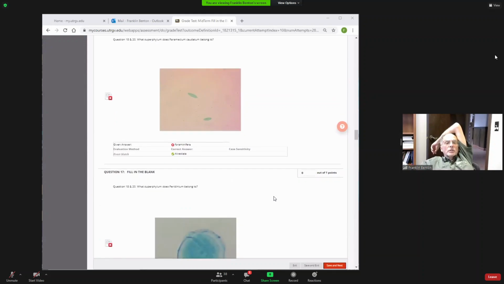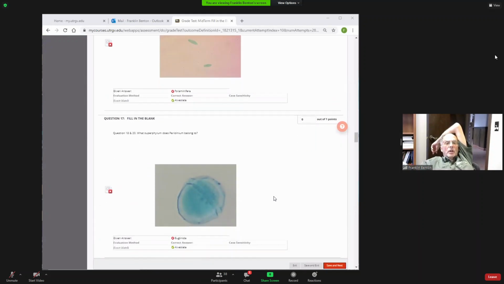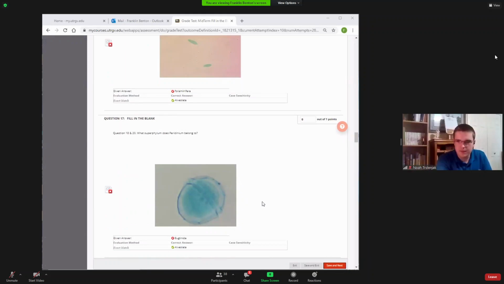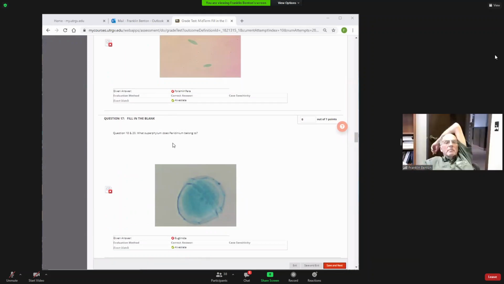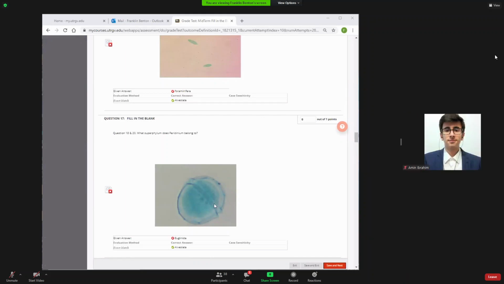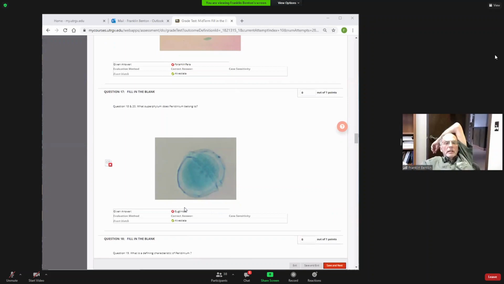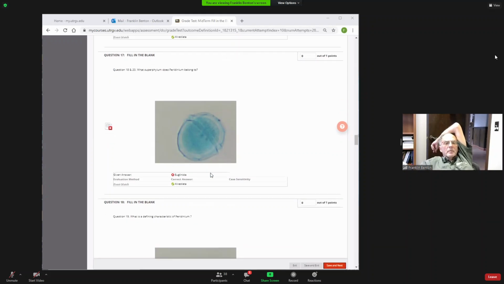Okay. What superphylum does Pyrodinium belong to? Alveolata. Yeah. Now, Pyrodinium here, you see it has a dip all the way around it. And what you don't see is that there'll be a flagellum down at this end right here. This is one of the ones I use when I'm teaching marine botany, because it's an ocean one.